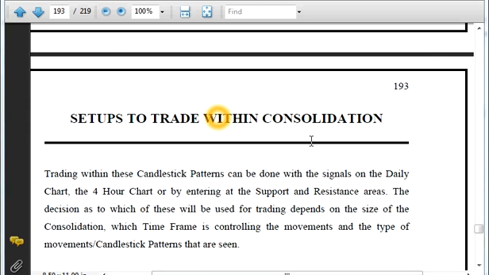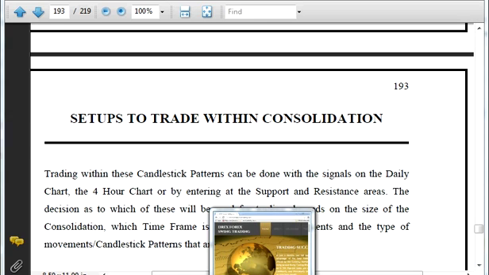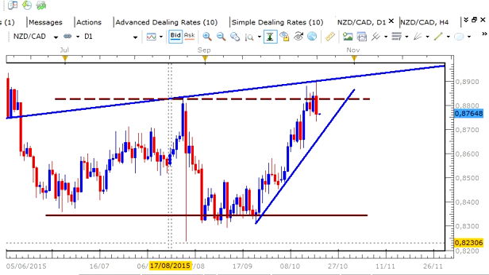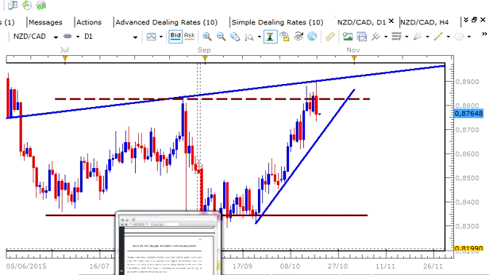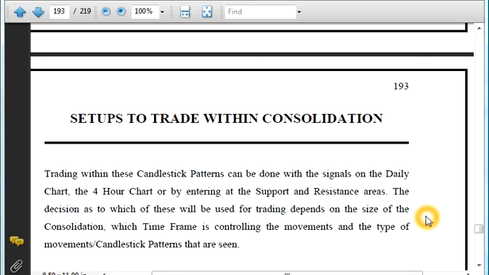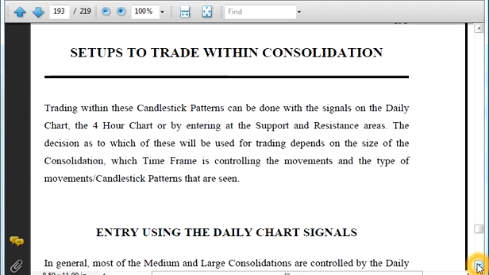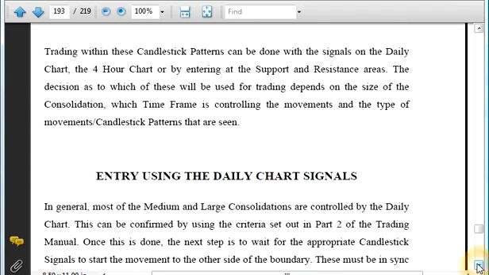Now there are several swing trading strategies, and the one that deals with trading within consolidation can be done in one of two ways. One, using the signals on the 4-hour chart or the signals on the daily chart. Now given the size of this consolidation that we're seeing here, or this likely consolidation, this is going to be based on the signals on the daily chart. So our trading strategy is going to be based on the setups and the signals using the guidelines and the rules for this strategy.